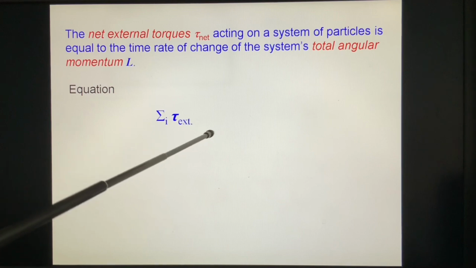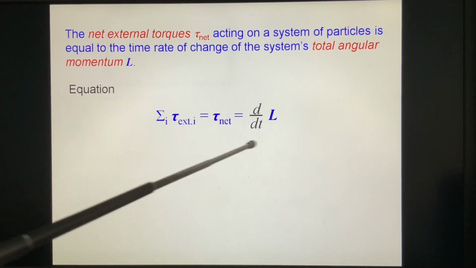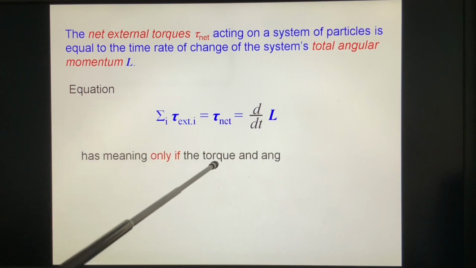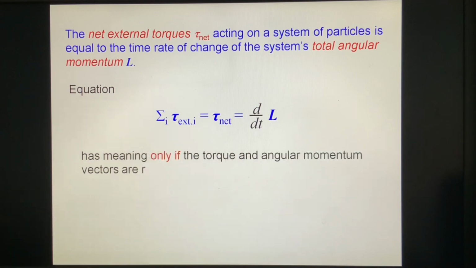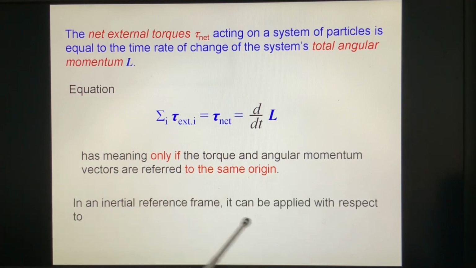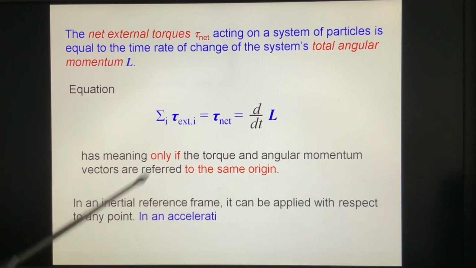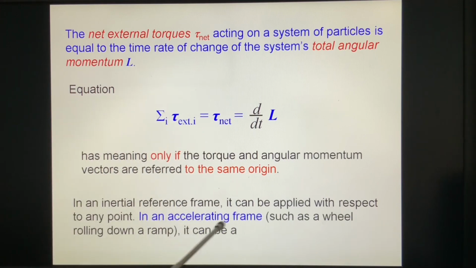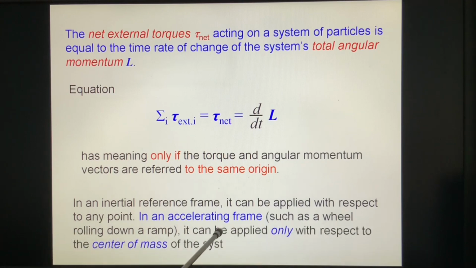This equation, of course, has to refer to the same origin. In an inertial reference frame, it can be applied with respect to any point, the reference point. In an accelerating frame, such as a wheel rolling down a ramp, it can be applied only with respect to the center of mass of the system.